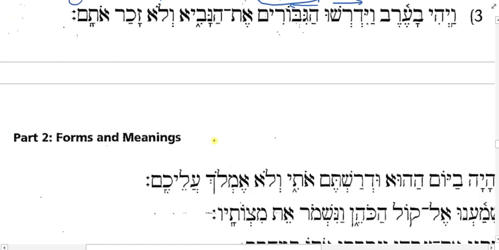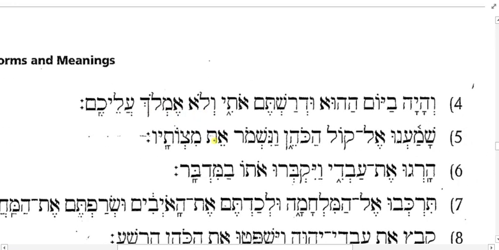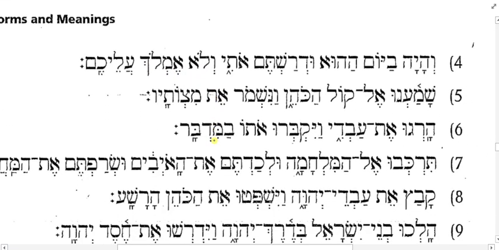Okay, so let's do number 4. And again, I'll read this out loud, and you can vocalize it here to yourself. V'haya bayom hahu udurashtem othi v'lo emloch alechem.